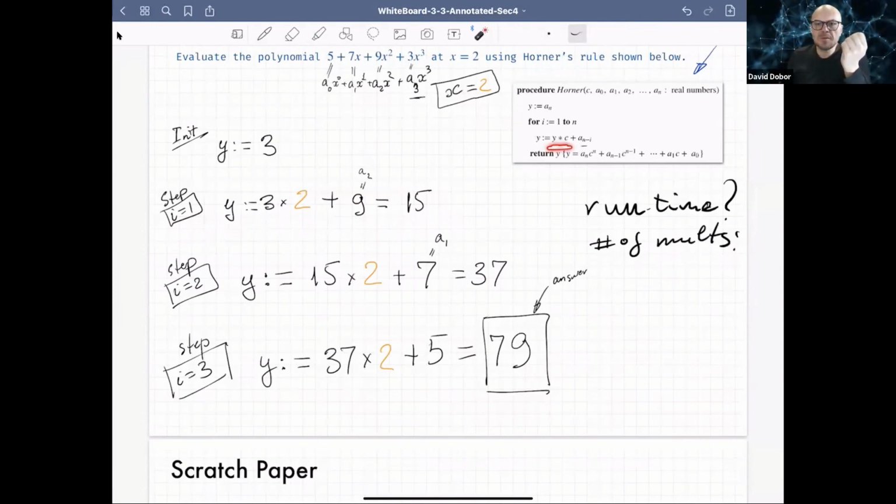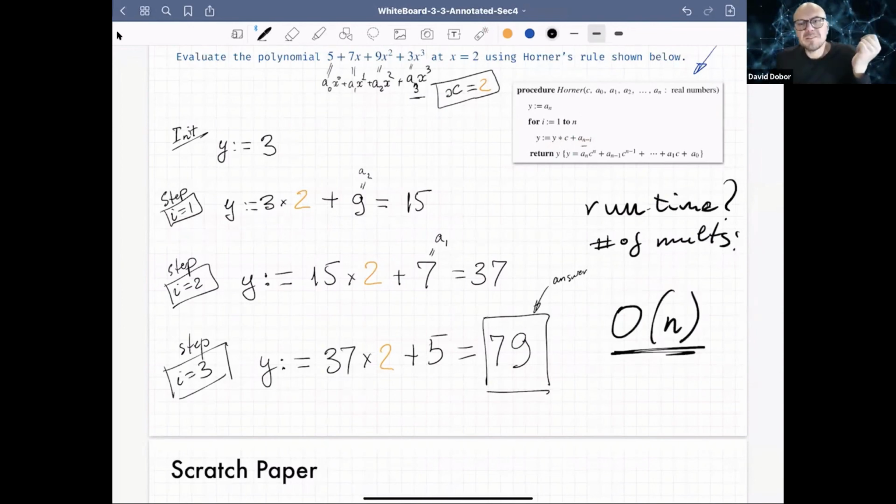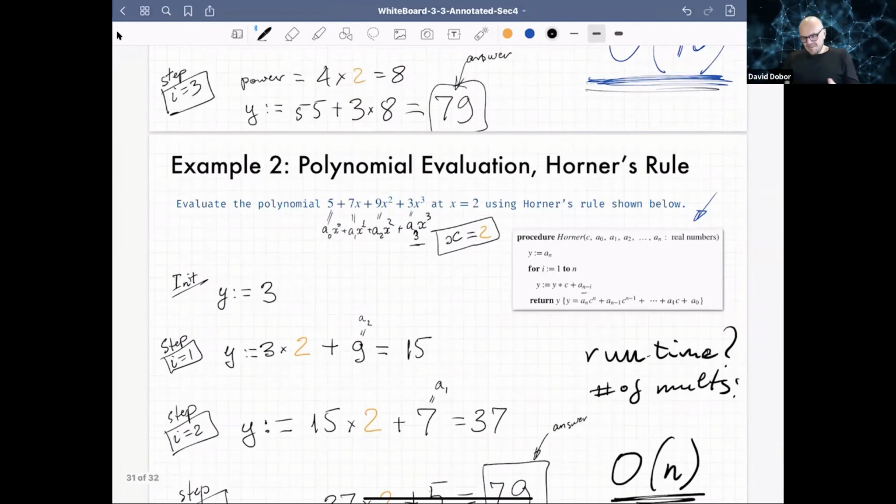That's all I'm doing, right? If I'm ignoring the additions, assignments, incrementing the for loop, all of that stuff. N multiplications, it's still big O of n. It's still big O of n, just as the previous version. But it's better, right? So I'm doing less work inside the for loop. Instead of 2 multiplications, I'm doing 1. Still big O of n runtime, but this is nicer.